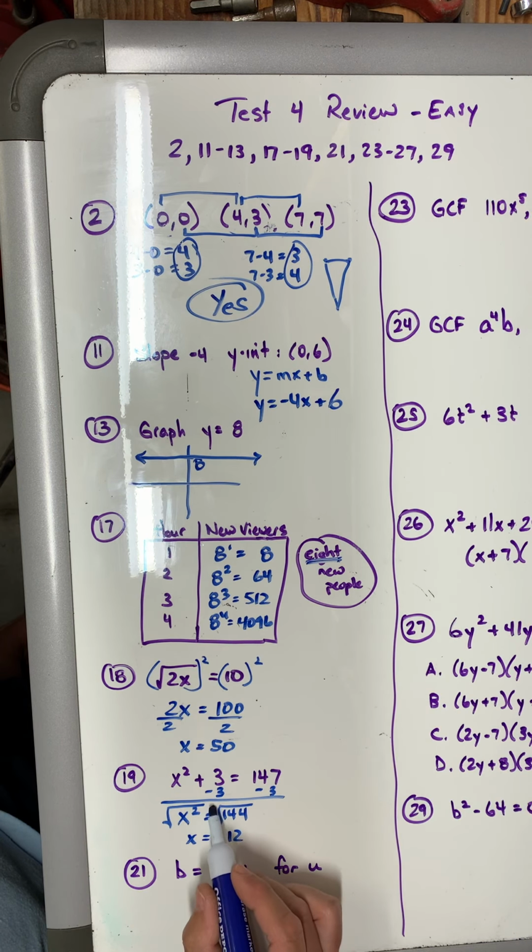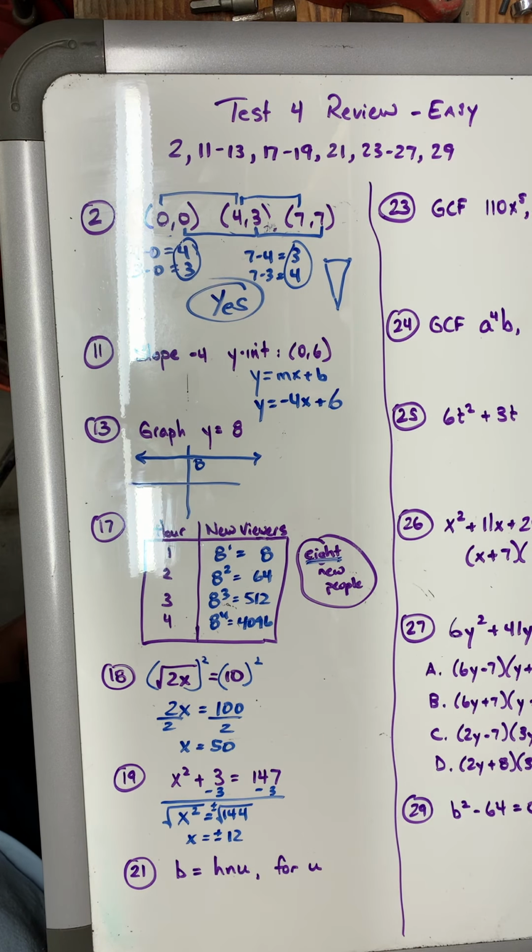But remember, when you impose your own square root, you have to account for the positive and negative answer. In other words, positive 12 times positive 12 gives me 144. But negative 12 times negative 12 also gives me 144. So remember to put your plus or minus in there.